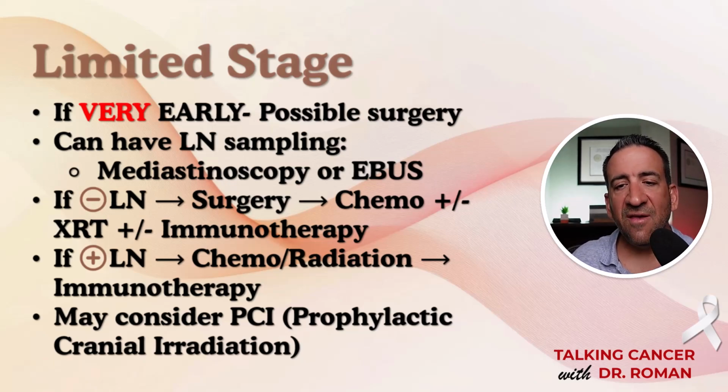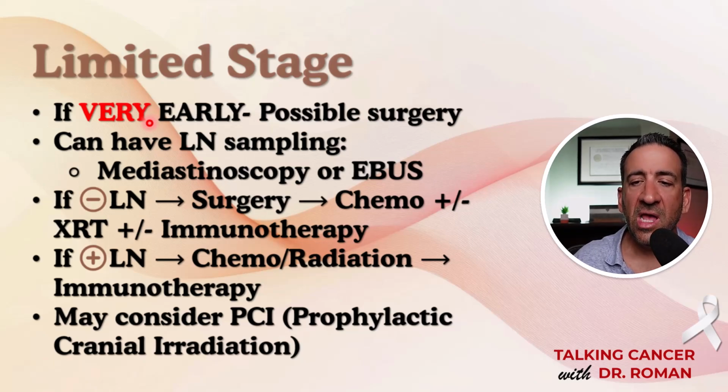Now, if you have limited stage disease and it is extremely early, meaning it's extremely limited, you were lucky enough that they found it very, very early, sometimes we can do surgery. The reason is because historically, small cell lung cancer did not undergo surgery. Most of the time we treated them with chemotherapy and radiation. Now, if you have very early stage small cell lung cancer, you might be a surgery candidate. And that's important to ask.